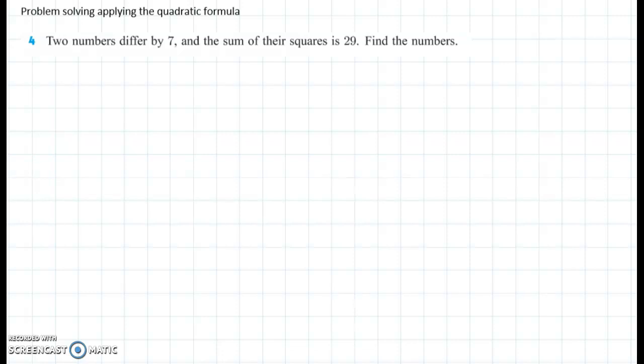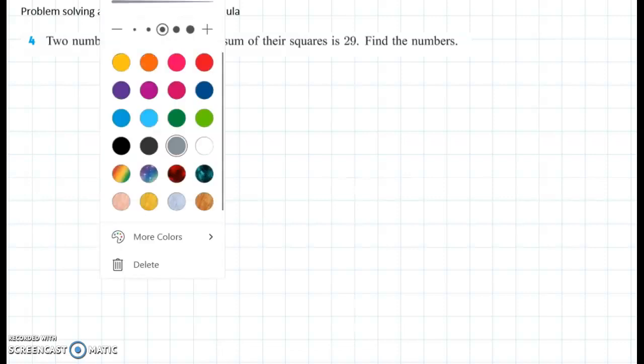Hello! In this video we are going to solve one more problem applying the quadratic formula. The problem is the following. Two numbers differ by 7 and the sum of their squares is 29. Find the numbers. So we are talking here about having to find two numbers.